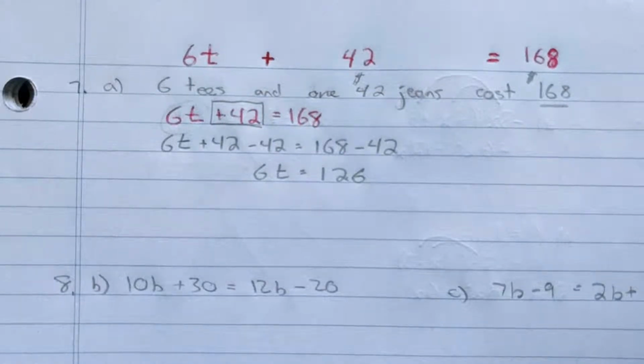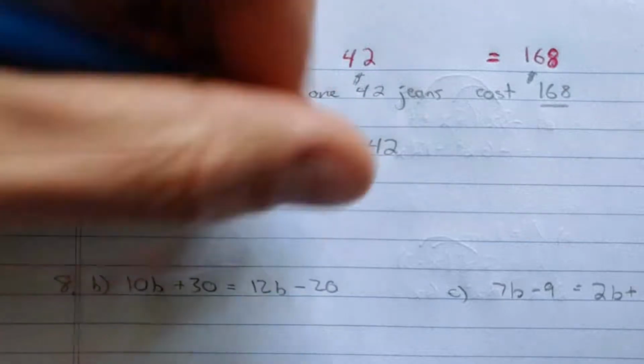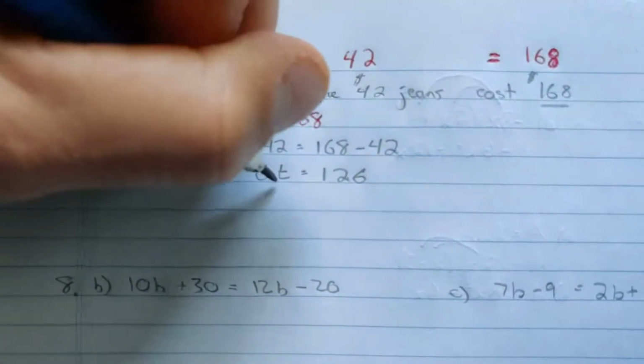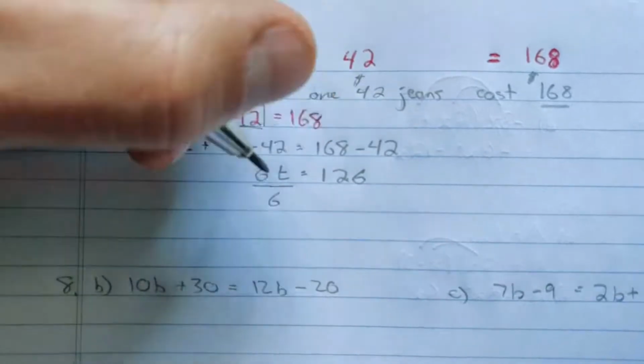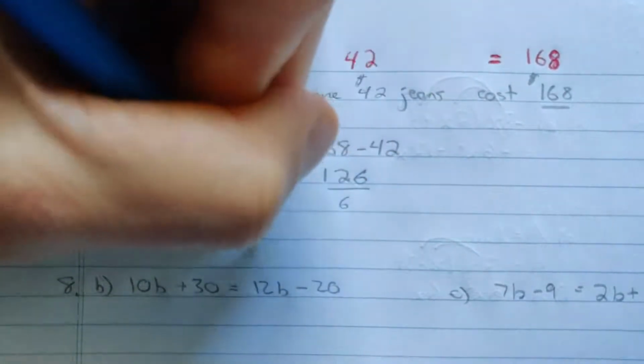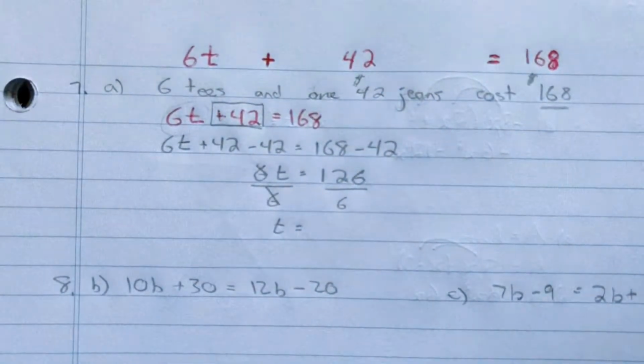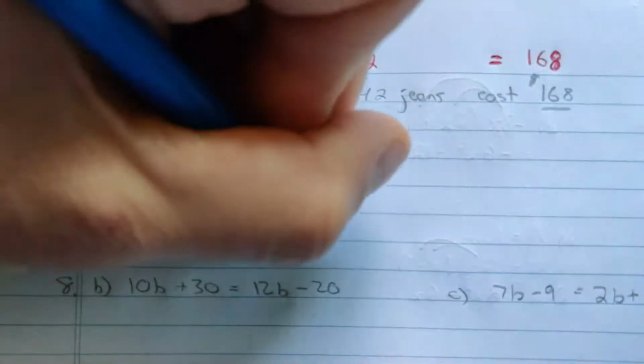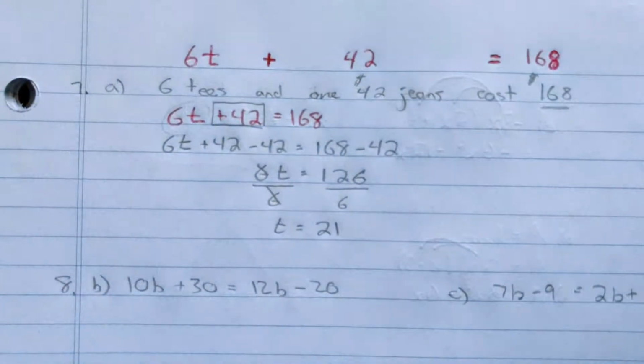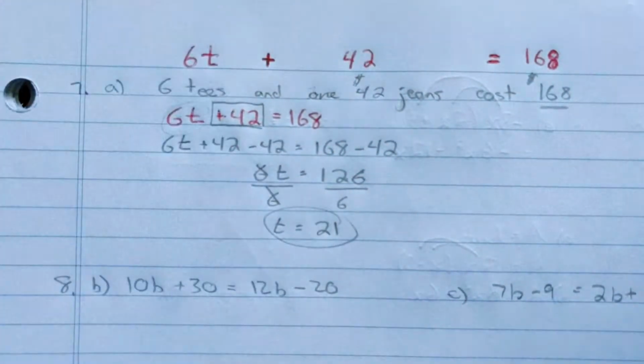And then to find the cost of the t-shirt, we've got to get the T still. We've got 6 T's, cost 126. So how do you get rid of the 6 times T? Well, to get rid of times 6, you divide by 6. So divide both sides by 6. These will cancel. You're left with T. 126 divided by 6 is going to leave us with 21. And so our t-shirts cost $21.